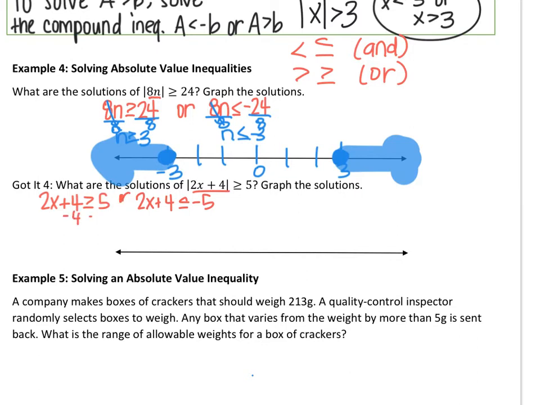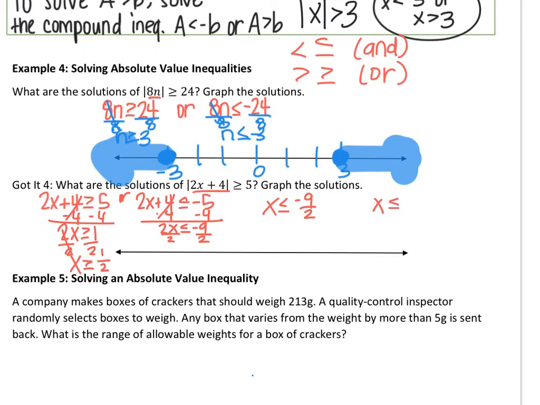Subtract 4 from both sides, and you get 2x greater than or equal to 1. Divide both sides by 2, so you get x is greater than or equal to 1/2. Subtract 4 from both sides on the other one, you get 2x is less than or equal to negative 9. Divide both sides by 2, so you get x is less than or equal to negative 9/2. So your answer is going to be x is less than or equal to negative 9/2, or x is greater than or equal to 1/2.